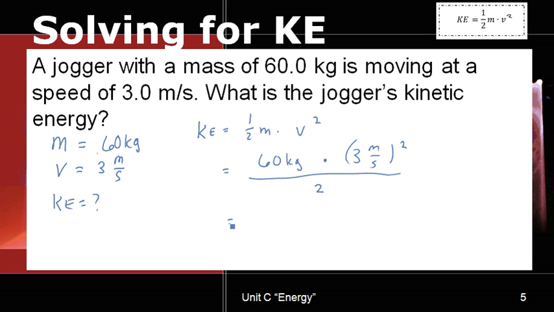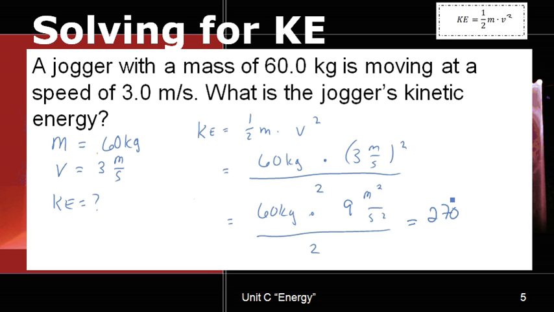So I get 60 kilograms times 3 squared. It says 3 times 3, that'll be 9. And meter squared over second squared. The whole value in the parentheses gets multiplied through, divided by 2. So if you take 60 times 9 divided by 2, you end up with the value of 270.